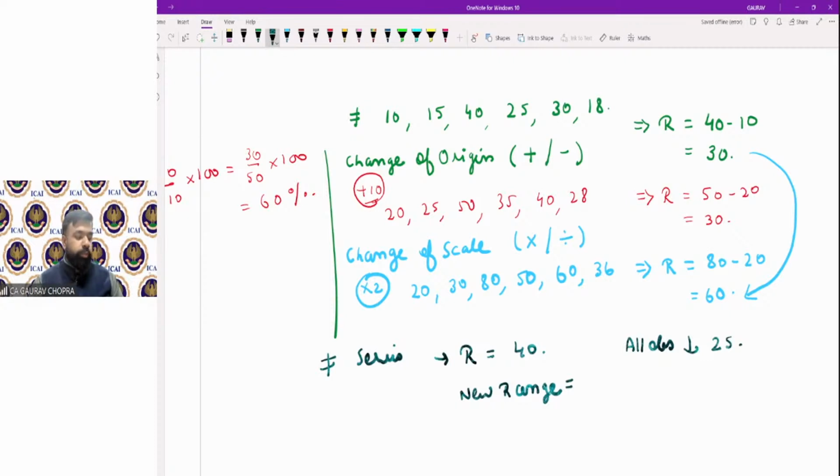Come on everyone. A very simple question. Range of a given series is 40. All observations are decreased by 25. What will be the new range?